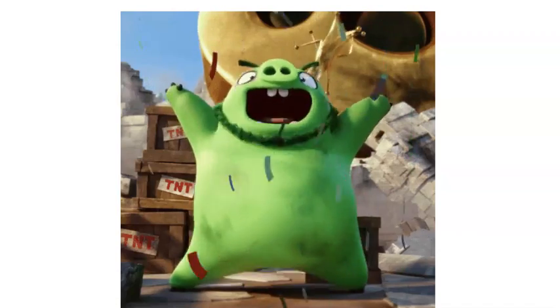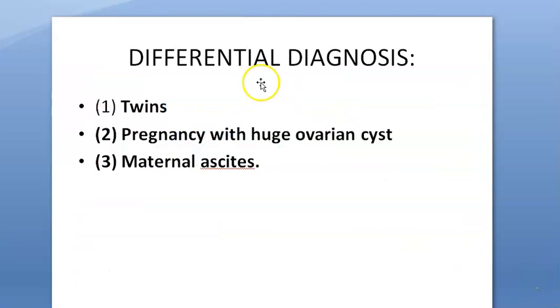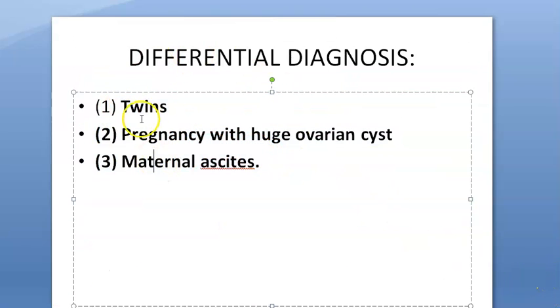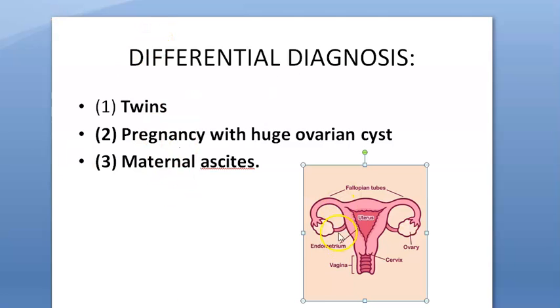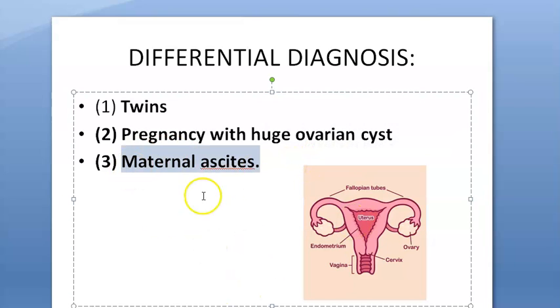Now let's move on to differential diagnosis of twins. You should check whether these people have twins. That's why they are having such a huge uterus. Pregnancy with huge ovarian cyst. This could be another thing, that there is a huge ovarian cyst in that lady. Okay. So where is the ovarian cyst? Here are the ovaries, right? The ovarian cyst will be huge. It will be pushing the uterus. So what will happen? The cervix is pushed down into the pelvis. The gravid uterus can be felt separate from the cyst. Okay. So anyways, you'll have to consider that also.